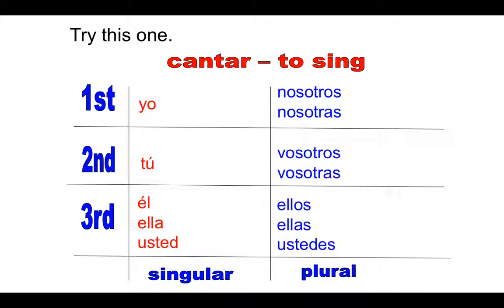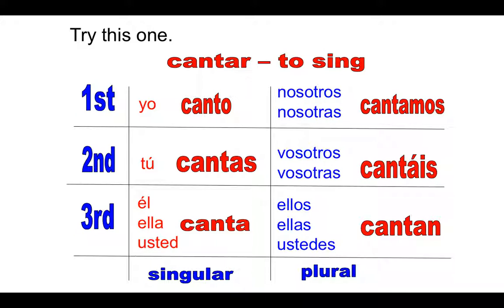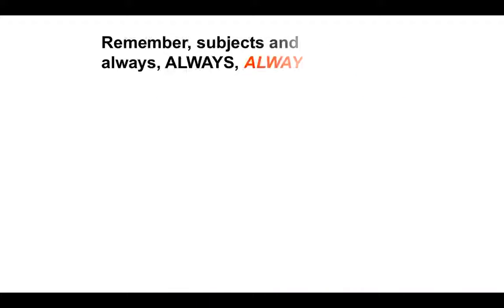Pause a second and try this one. Let's check it. Yo canto, tú cantas, él, ella, usted canta, nosotros, nosotras cantamos, vosotros, vosotras cantáis, ellos, ellas, ustedes cantan. I hope you got it right, and if you didn't, you can always go back and practice again with your endings and your notes. It's really not that hard.